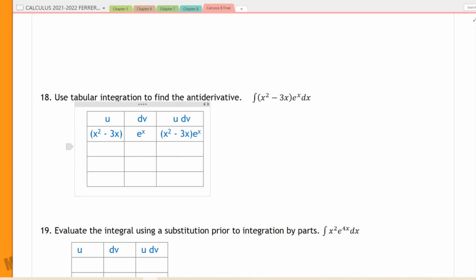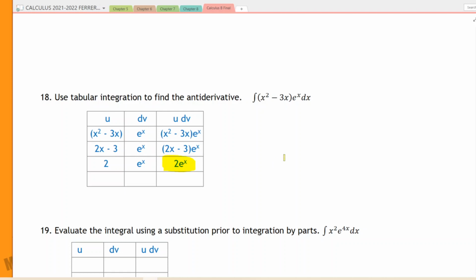And then from here, you should probably know what to do. The u side, we're going to take the derivative. In the dv column, we're going to take the integral. And then we're going to multiply those two together, 2x minus 3 multiplied by e to the x. And taking a look at what we have in this bottom right-hand box, that is not integratable, so we'll do the same thing again. The derivative of 2x minus 3, the antiderivative of e to the x, and then we'll multiply. So now we have something which is integratable.